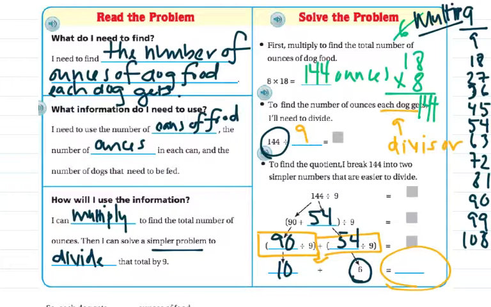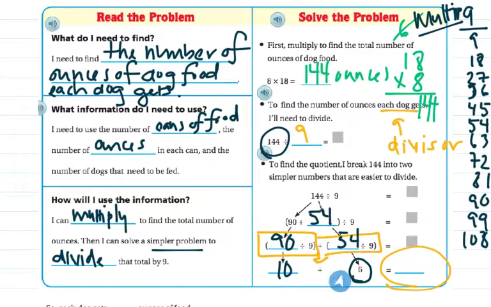And you can always use your inverse operations to help you. So if it was hard to think about the division fact, you could say what number times 9 equals 90, and we know that's 10. And you could say 9 times what number gives me 54, and we know that's 6.